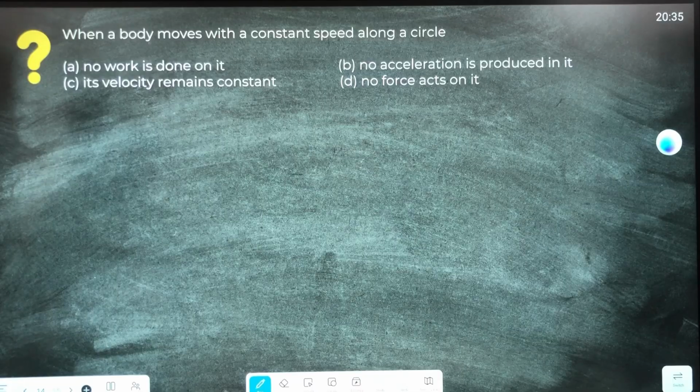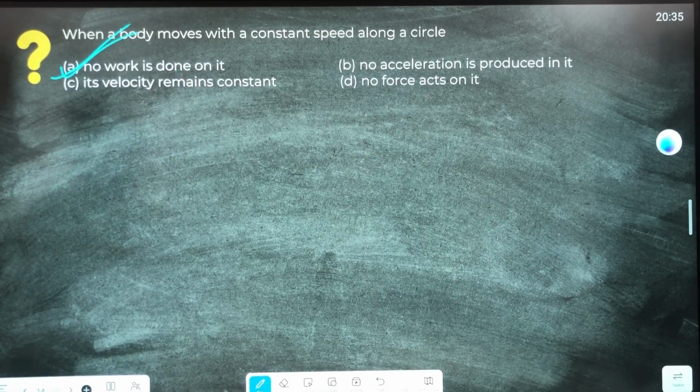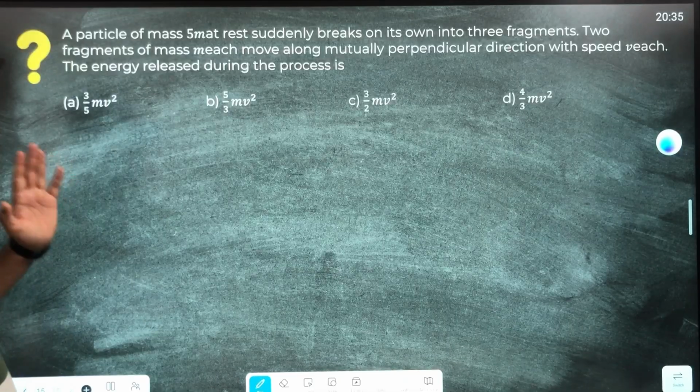Okay, theoretical problem. When a body moves with a constant speed along a circle, no work is done. Be very careful. Here the correct answer is no work is done on it when it is moving with a constant speed.